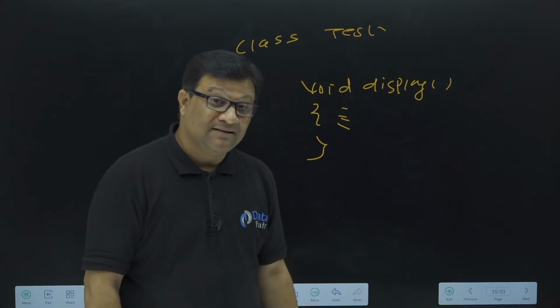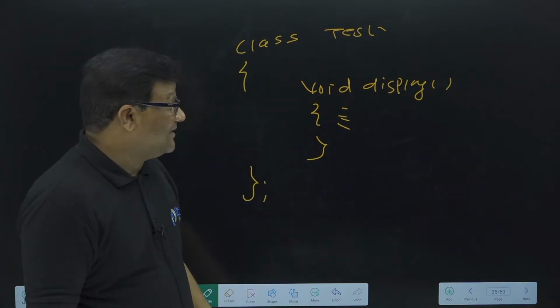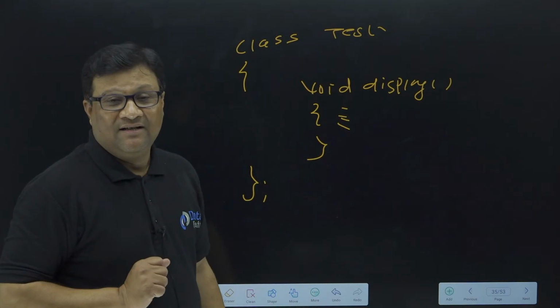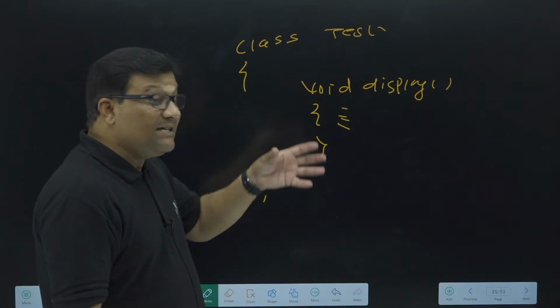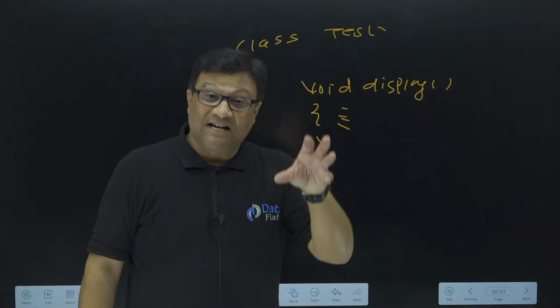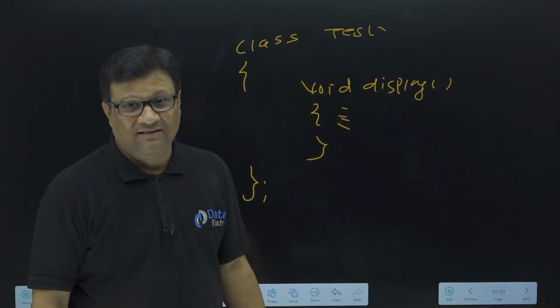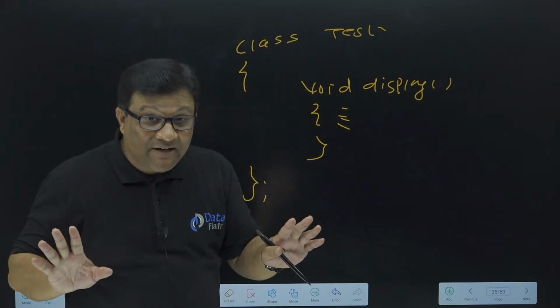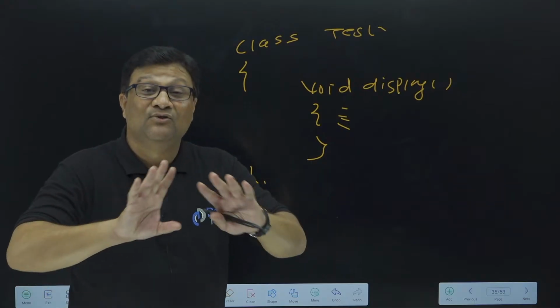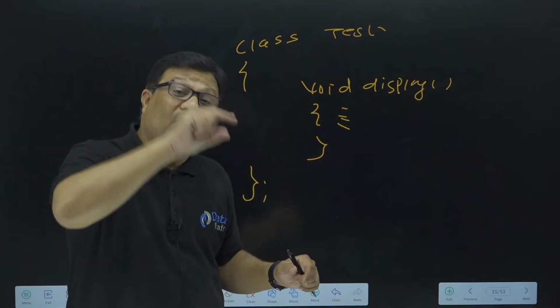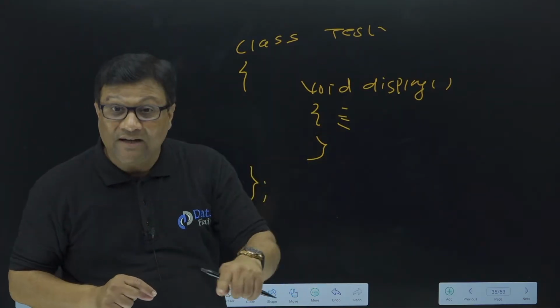In C++, this method is by default private. It's private, right? But in Java, once I write any method inside a class, it is not private, it is not public, it is not protected. It is default public. It is default public, right?